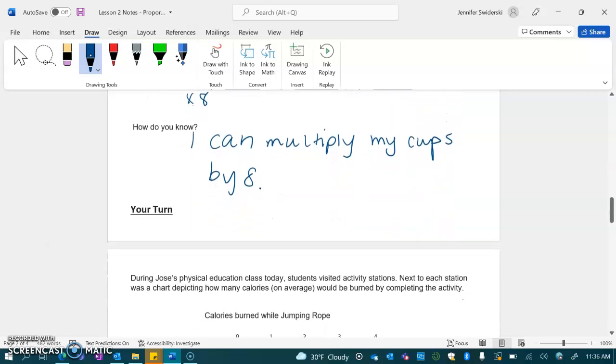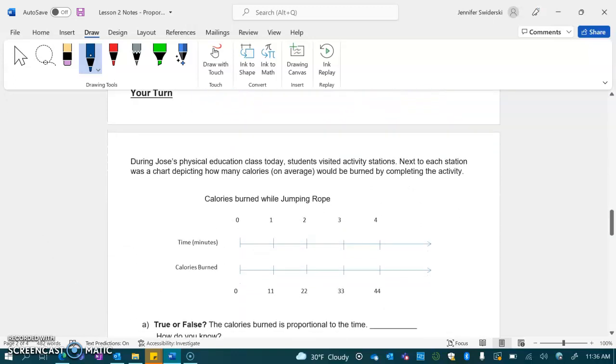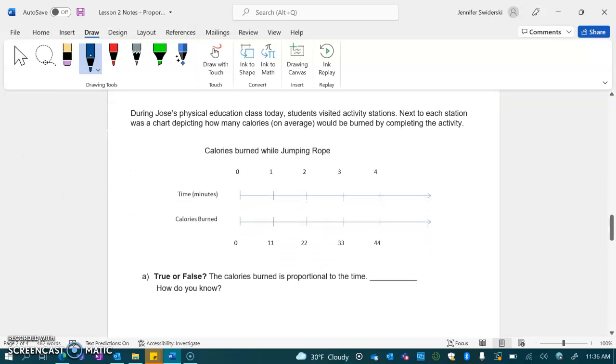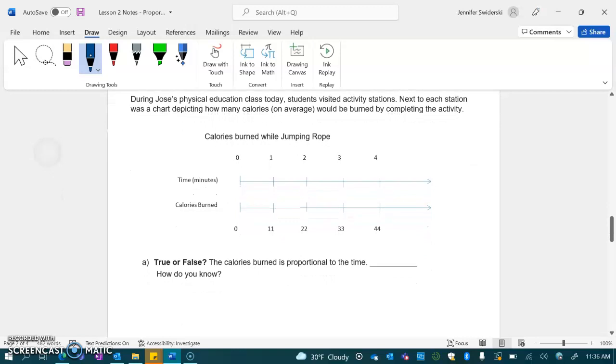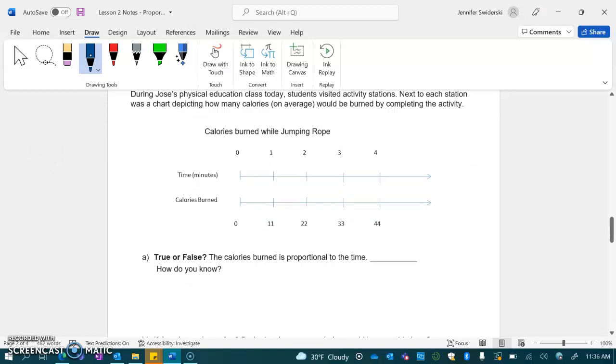All right. Down below it says during PE, Jose's class has to do some jumping jacks. Next to each station was this chart showing how many calories on average would be burned by completing the activity. So if time is my x and calories burned is my y, I know I could do 11 over 1, which is 11. 22 over 2, which is 11. 33 over 3, which is 11. 44 divided by 4, which is 11.